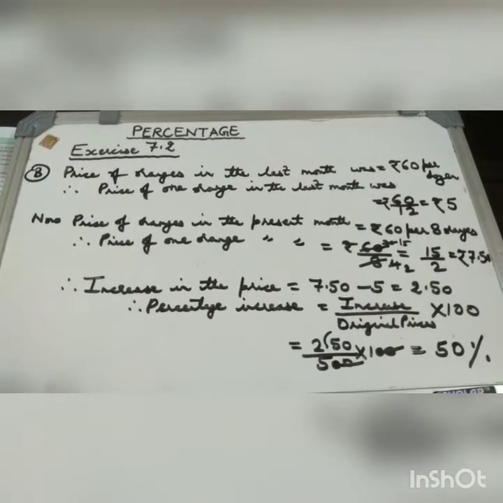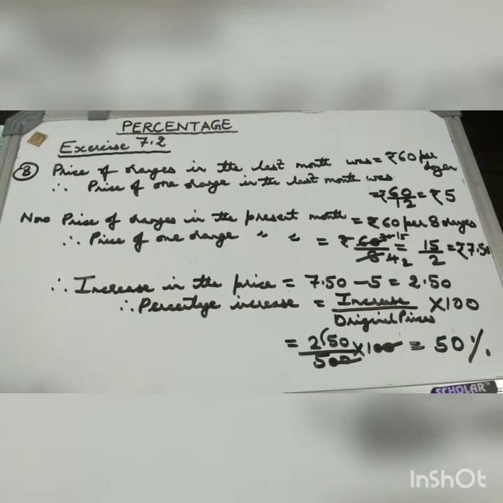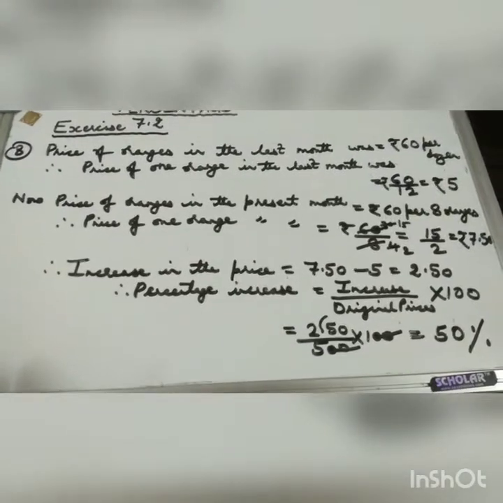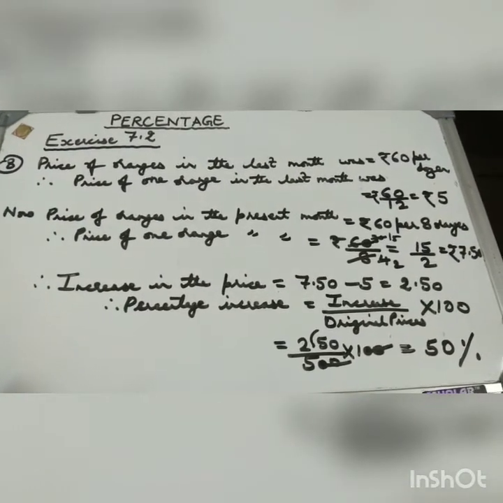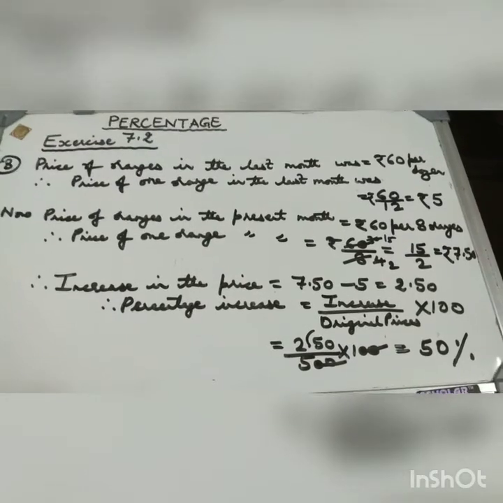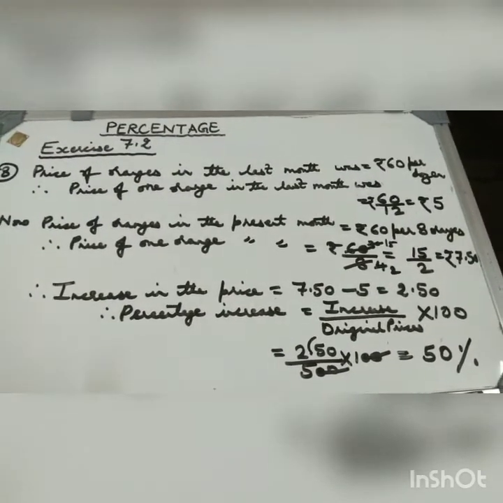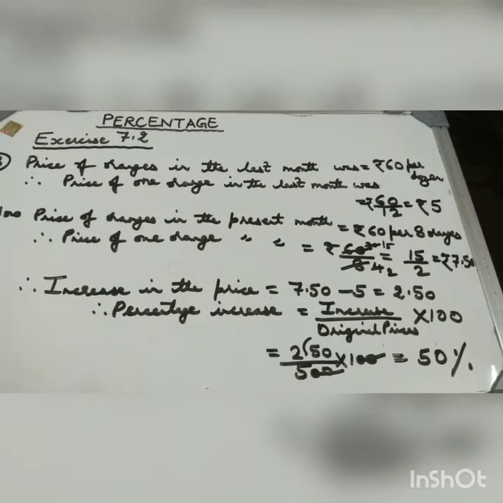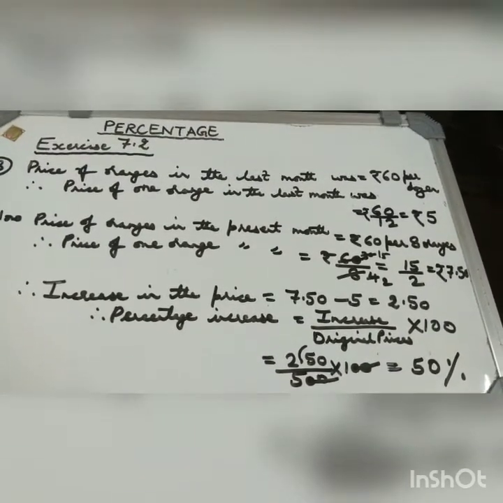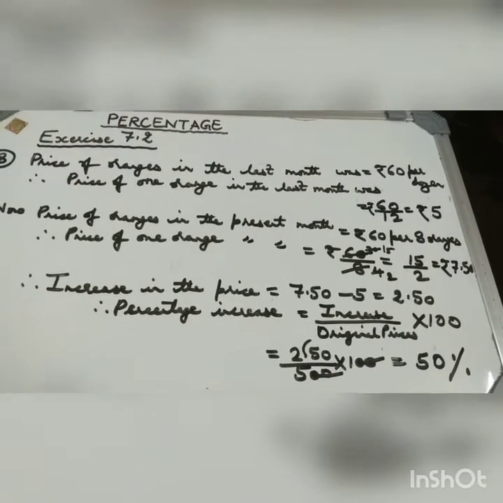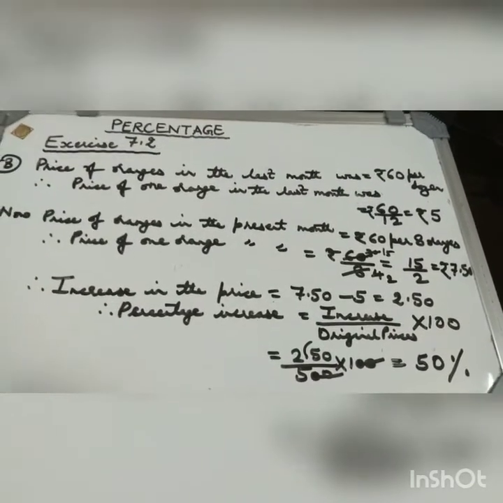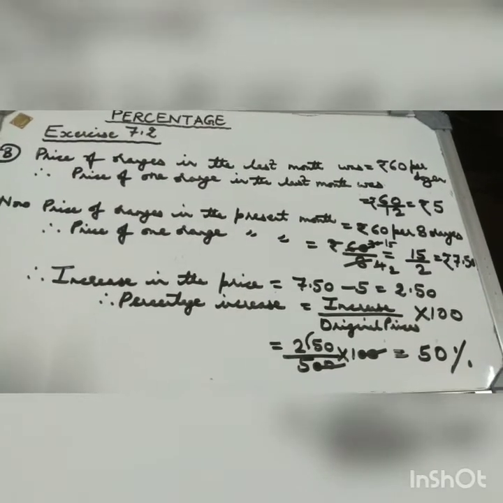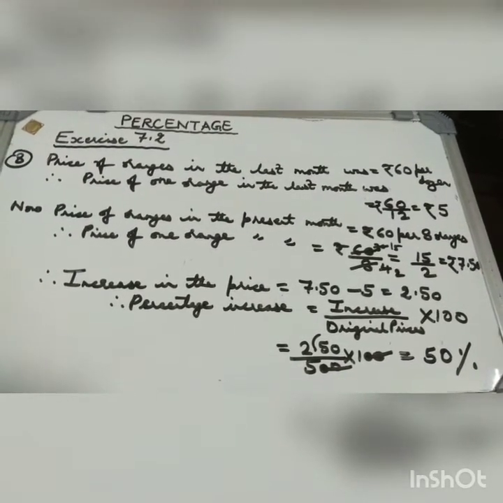Now, children, this is the last question I am going to discuss for you. Just doing the last one. Question is, last month the price of oranges was rupees 60 per dozen. Now, just note this, per dozen. This month they are being sold at rupees 60 per 8 oranges. Now the price has changed, 60 rupees for 8 oranges. Find the percentage increase in the price of oranges.